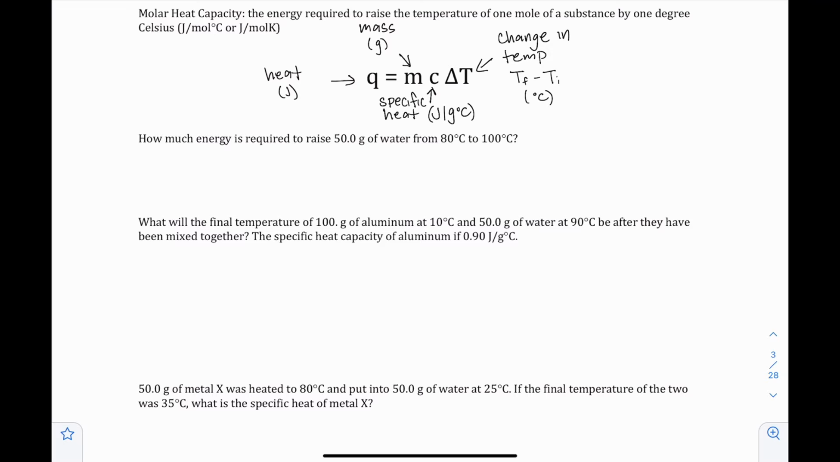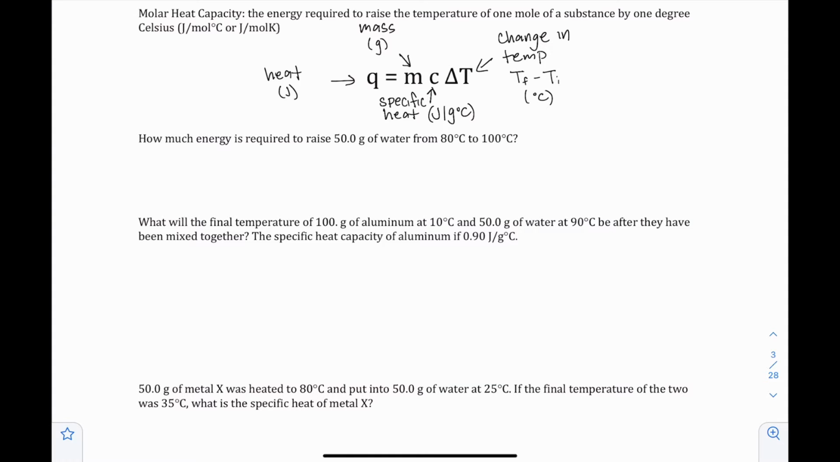Okay, so now let's talk about Q equals mCΔT, or how to calculate the amount of heat that's transferred from a system or to a system, or from a system to its surroundings. Q is the amount of heat, that's in joules. m is for mass, and that's in grams. C is the specific heat capacity, which is in joules per gram degree Celsius. And ΔT is the change in temperature, and we are going to calculate that using the final temperature minus the initial temperature in degrees Celsius.